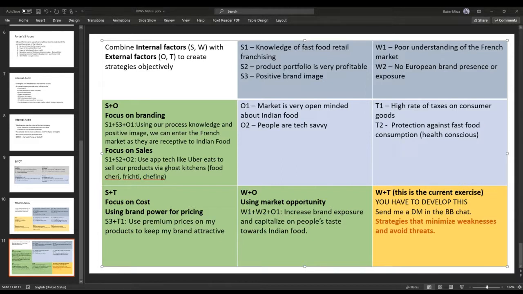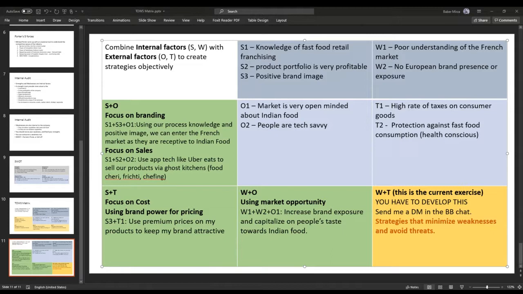Anyways, then I'm using strengths and threats. Moving on to the second portion that I can elucidate upon, I use strength number 3 to counter threat number 1. My threat was high rate of taxes on consumer goods, and my strength number 3 was positive brand image. So I can use premium prices on my products to keep my brand attractive, which is called using brand power for pricing. This is more of a focus on cost.